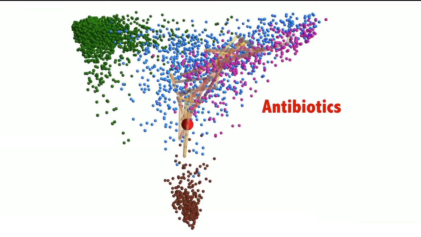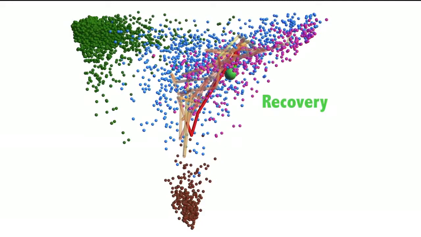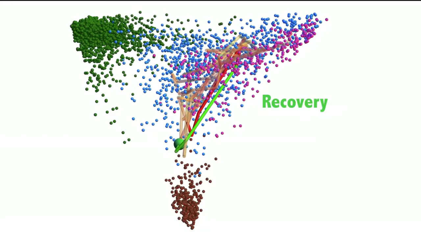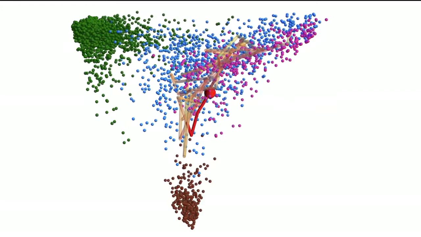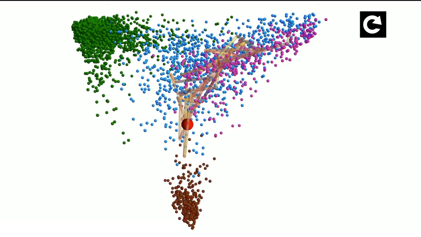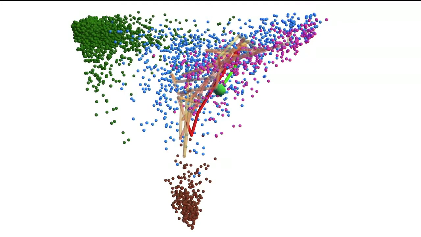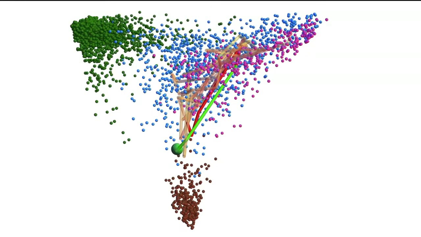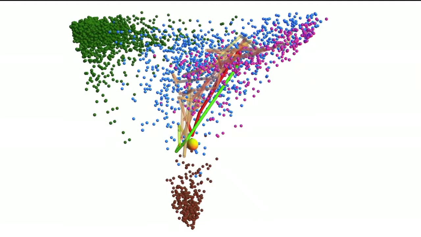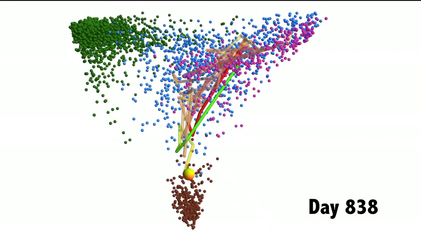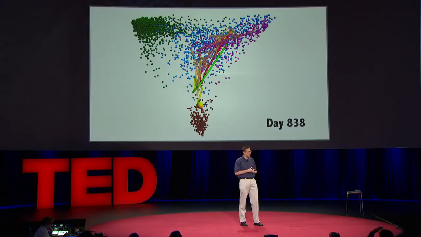So he's getting antibiotics for an ear infection. What you can see is this huge change in the community, followed by relatively rapid recovery. I'll just rewind that for you. And what we can see is that just over these few weeks, we have a much more radical change, a setback of many months of normal development, followed by a relatively rapid recovery. And by the time he reaches day 838, which is the end of this video, you can see that he's essentially reached the healthy adult stool community, despite that antibiotic intervention.